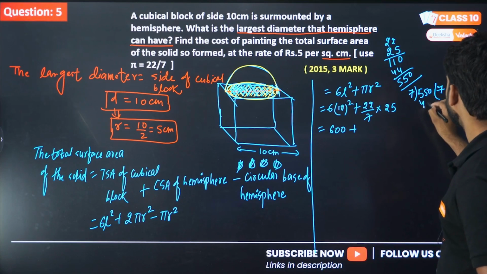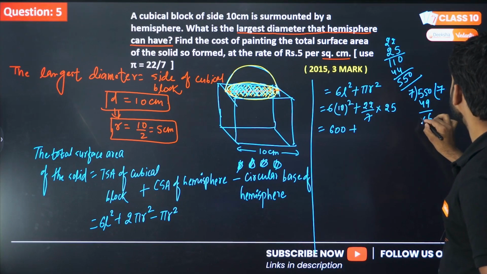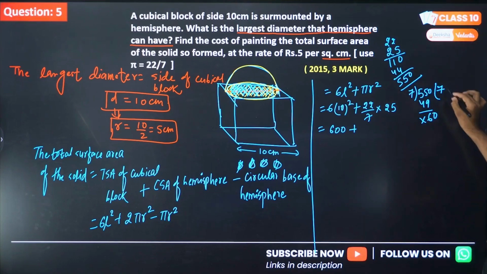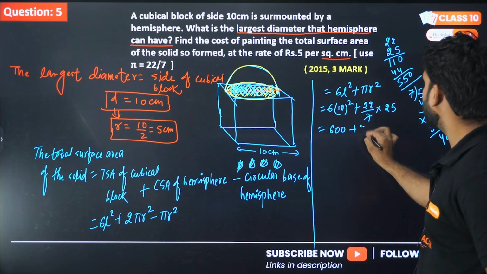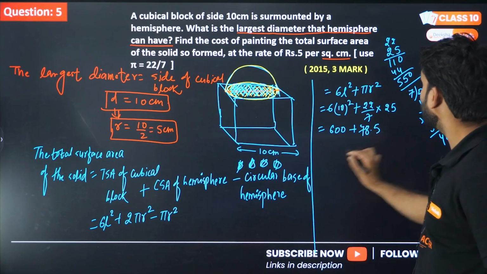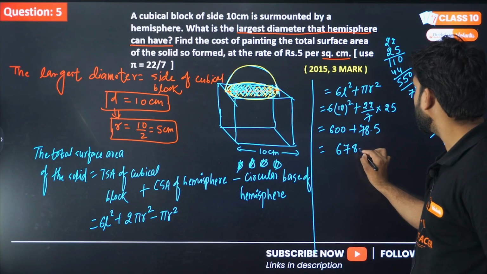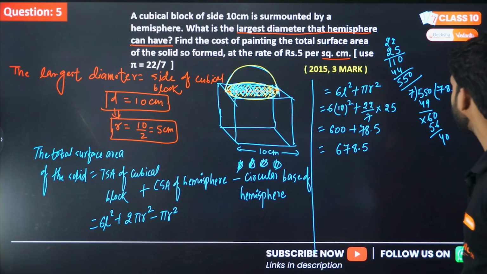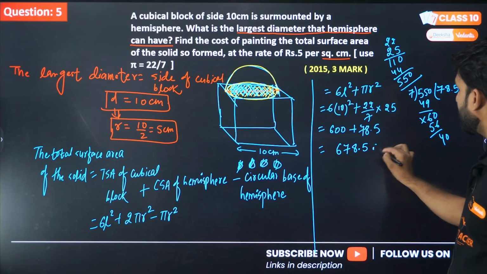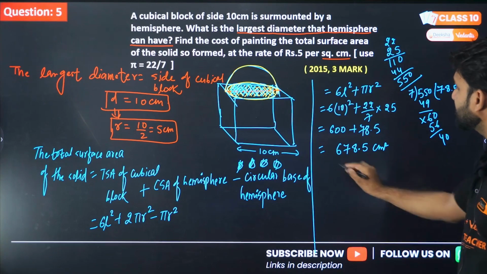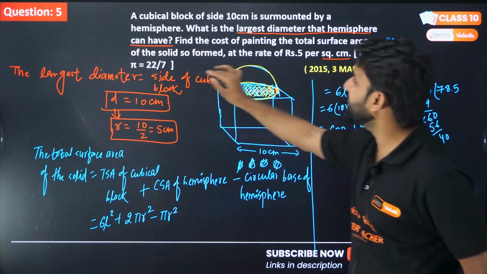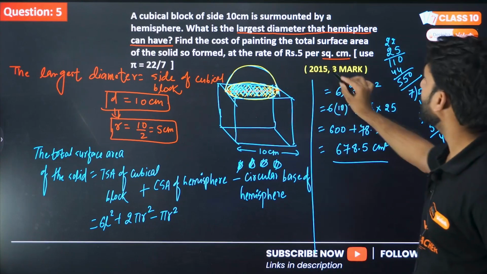7 7 49, 60, 5 8 46, 40.75, 78.5 approximately. 78.5. So we are getting here 678.5, okay, centimeter square.